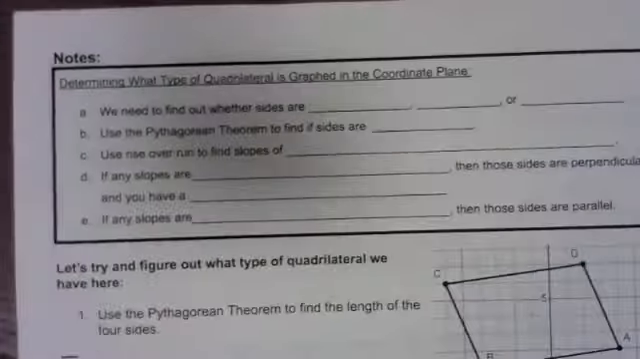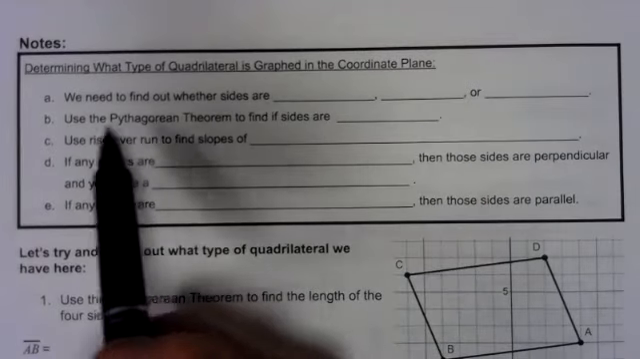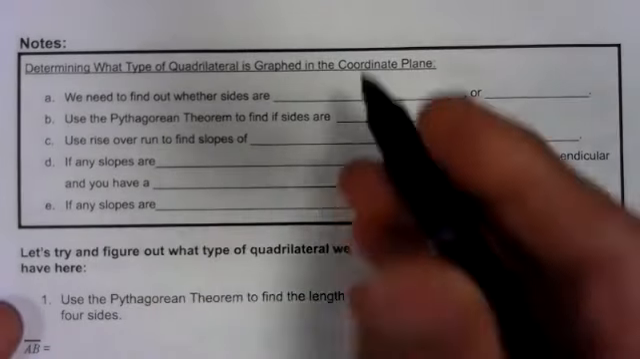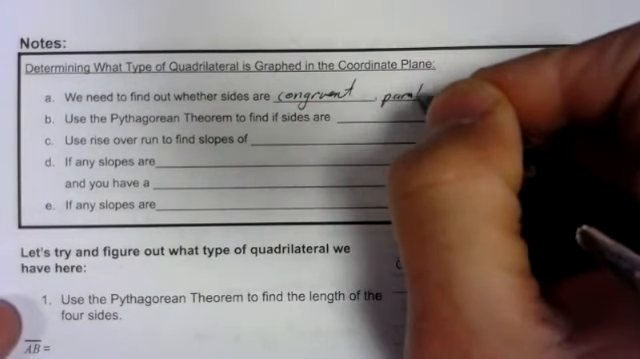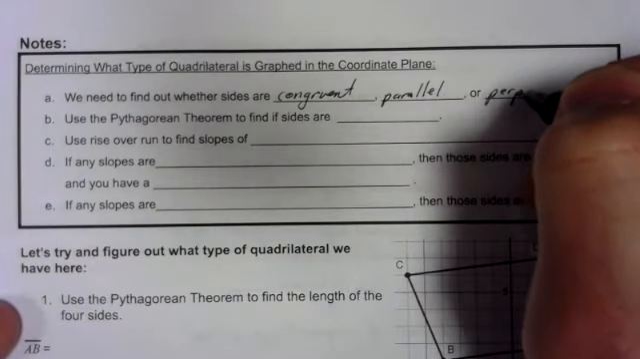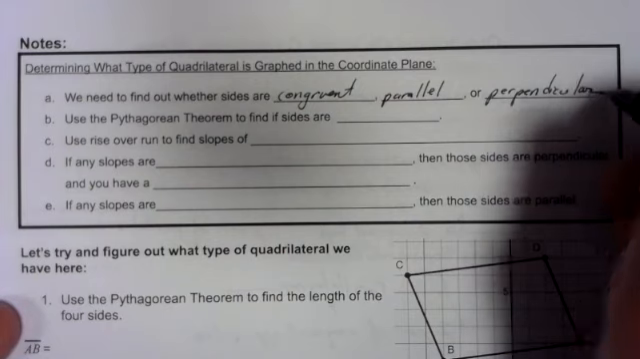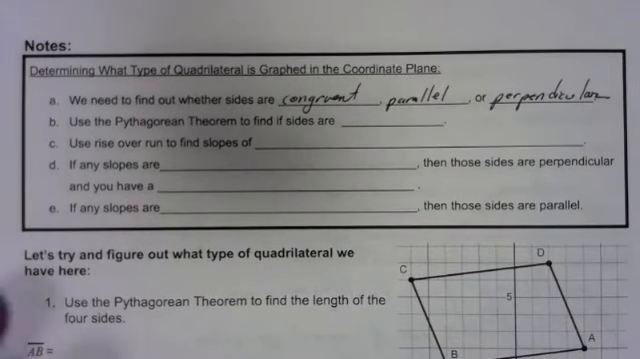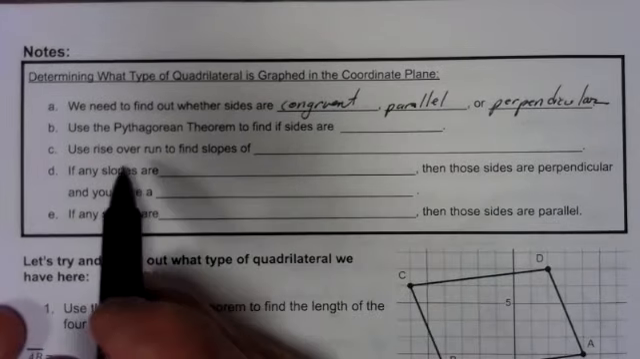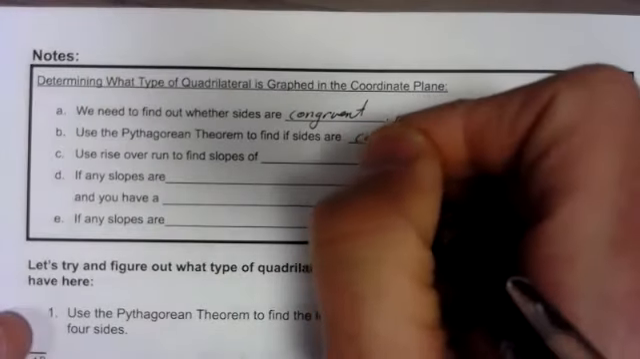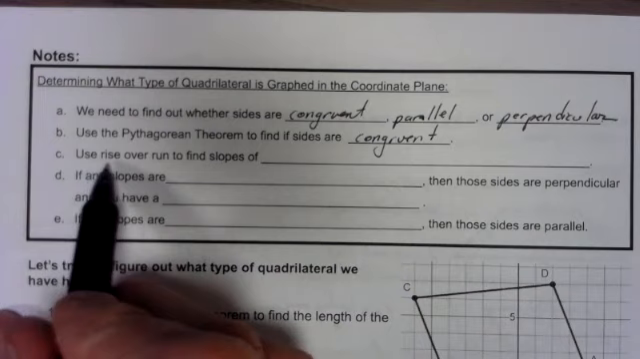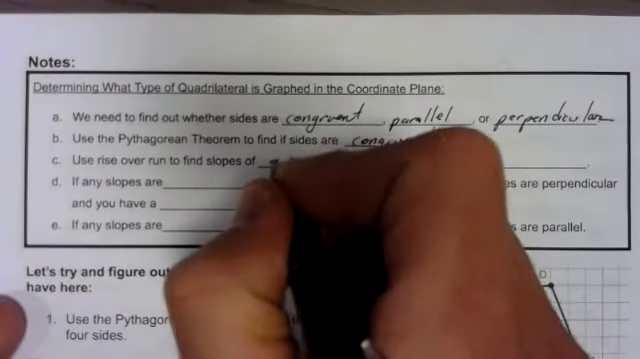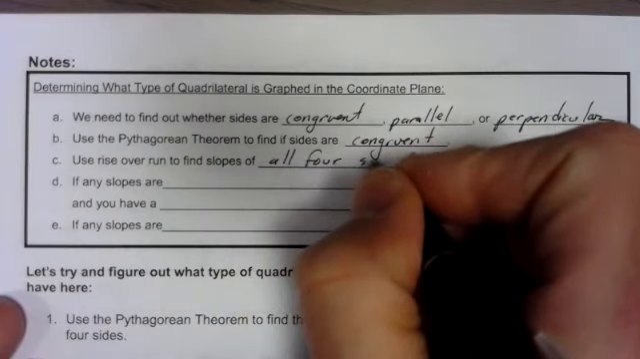First off, go ahead and take some notes. How do we do this? Remember, this is the step-by-step process. We need to find out whether sides are congruent, parallel, or perpendicular. Those are the three things that we need to find out about each of the sides. We use the Pythagorean theorem to find if the sides are congruent. And then we're going to use rise over run to find the slopes of all four sides.